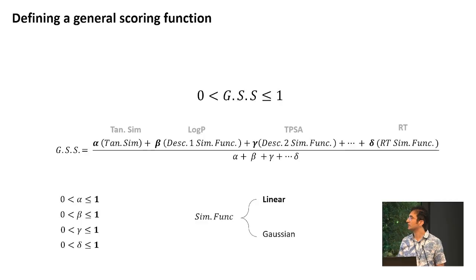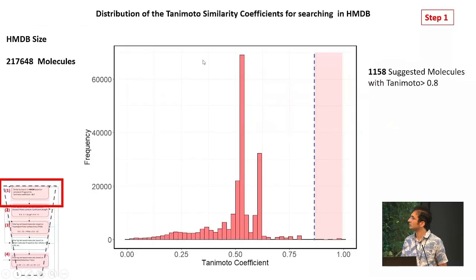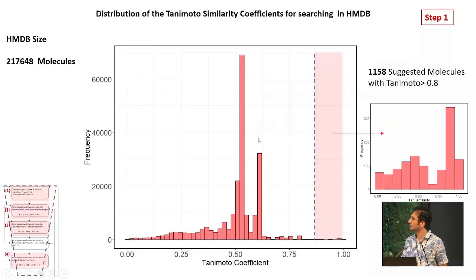So we finally defined a general scoring function, which is a combination of all of those filters. This is between 0 and 1, and shows the overall similarity of the molecule in the whole search space. So here is an example, in which this compound is unknown. We do not know what it is, and we only have the MS spectra. And then we predicted the fingerprints by using those 166 random forest models, and then we searched inside HMDB. So the number of retrieved candidates is more than 1,000 molecules with the Tanimoto coefficient of more than 0.8.